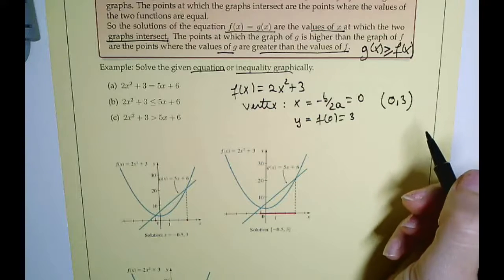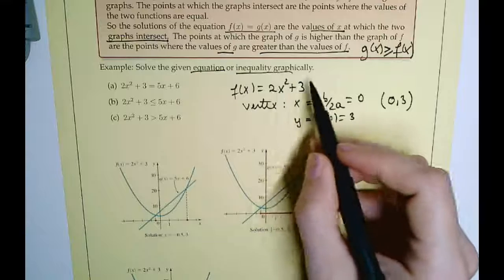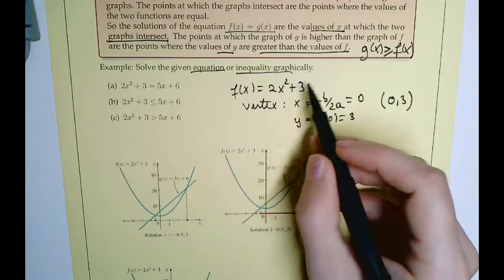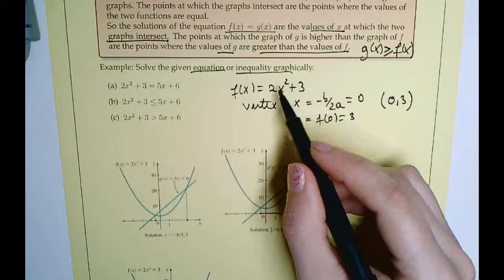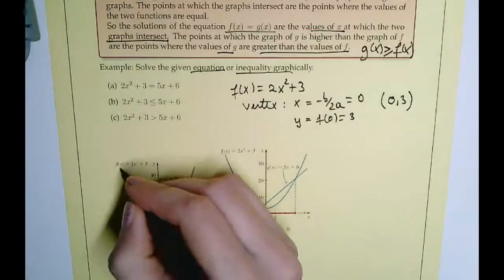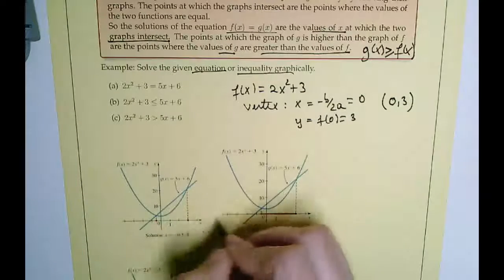And then, there's no x-intercepts for this. If you remember, the discriminant is negative, so that means it has complex solutions. So it doesn't intersect the x-axis. So it's a parabola like this. It does not intersect the x-axis.